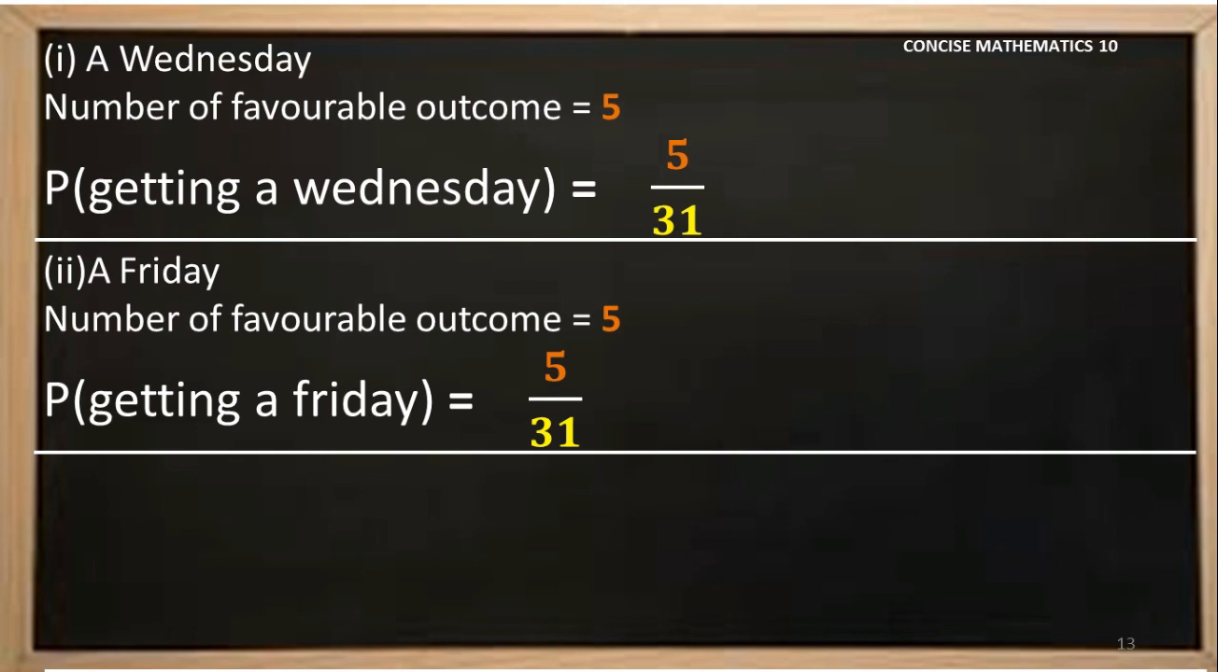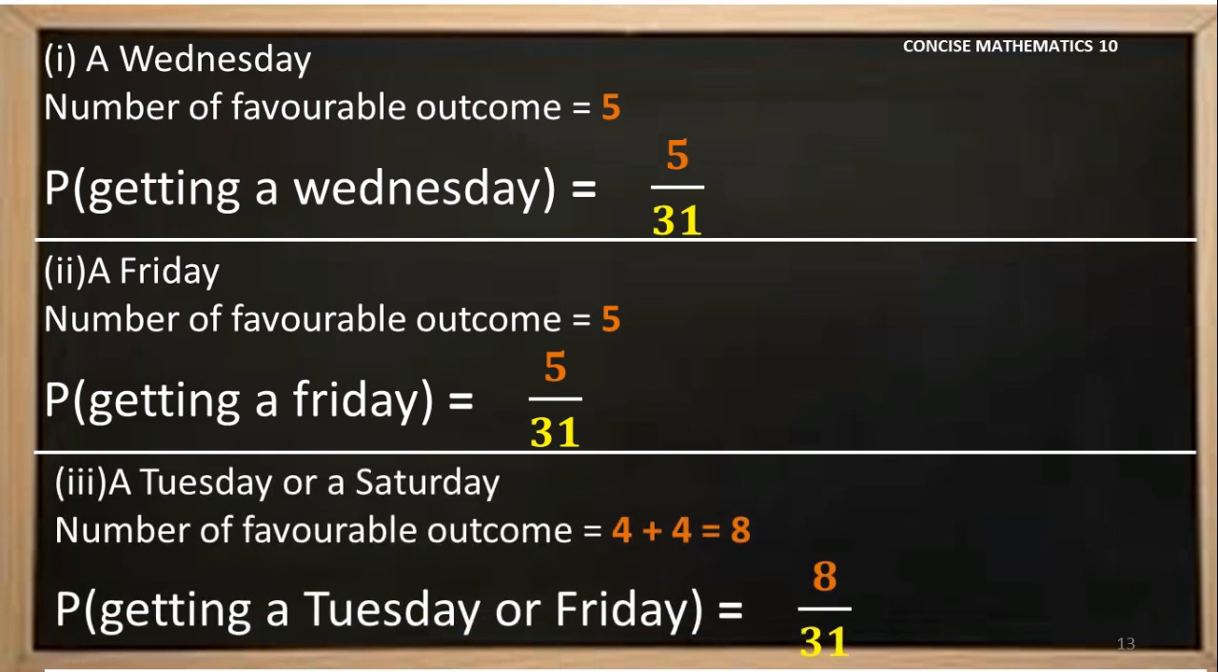The sub question 3 is a Tuesday or a Saturday. So which are Tuesdays? 7, 14, 21, 28. It is 4. Saturdays: 4, 11, 18, 25. It is also 4. So 4 Tuesdays and 4 Saturdays. Hence the total favorable outcomes is 4 plus 4, that is equal to 8. The probability will be equal to 8 by 31.